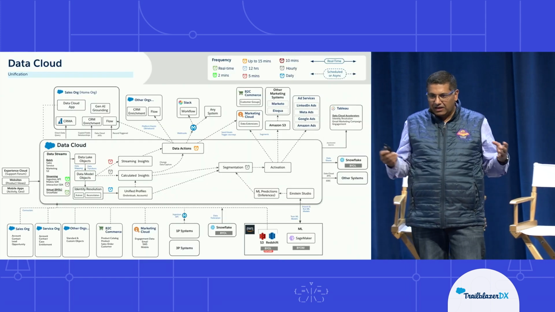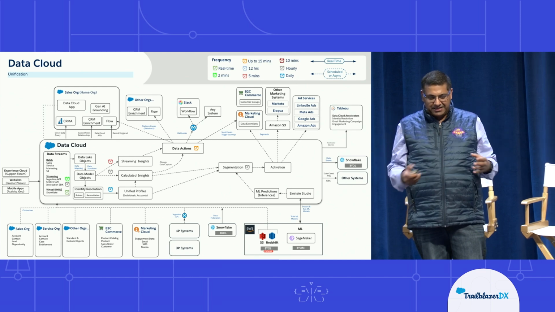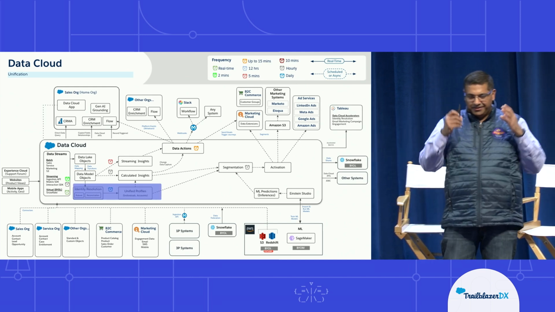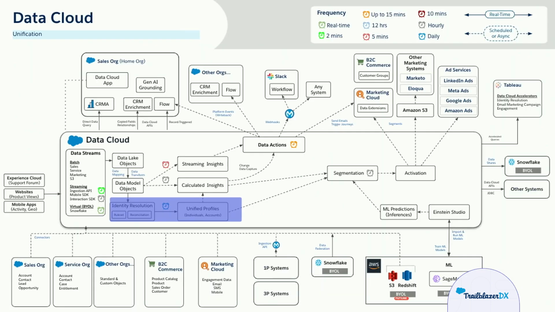Within the Data Cloud architecture layer, identity resolution lies right here. So you have your data, and based on the rule sets that you specify, we create those unified records for you that then can be used or acted upon.